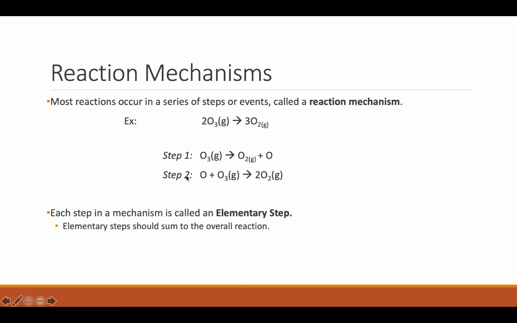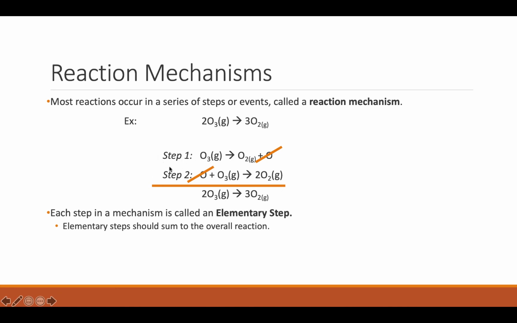Elementary steps should be able to sum to the overall reaction. That should make sense if the two steps lead to the finished product. So let's look at how this works here. In this case, the oxygen produced in the first step is consumed in the second step, so we can cancel it out. Another way of thinking about this is it appears on both sides of the arrow, so it's going to cancel. That leaves us with two ozones on the reactant side and three oxygens on the product side, and we see here that the sum of this mechanism is the overall reaction. So that overall reaction actually occurs in two smaller steps.